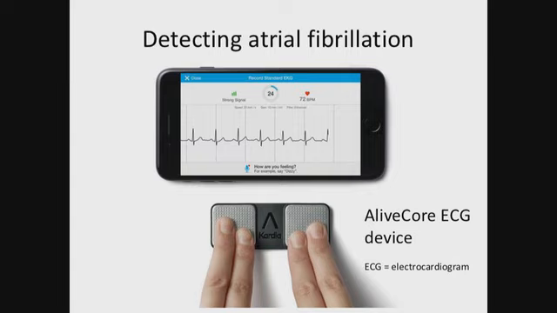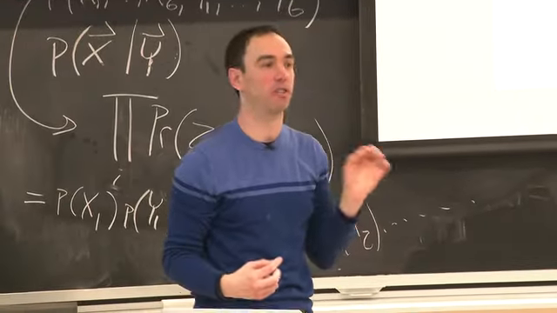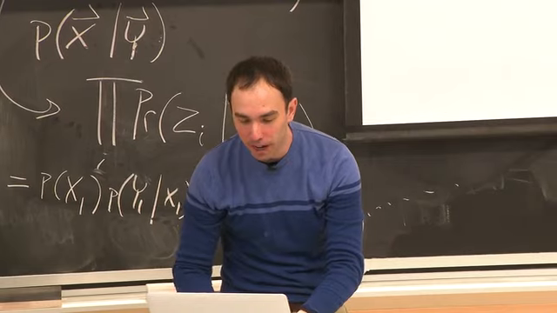it'll show you the electrical conductance through your heart as measured through your 2 fingers touching this device, shown over here. And from that, one can try to detect whether the patient has atrial fibrillation. So what is atrial fibrillation?